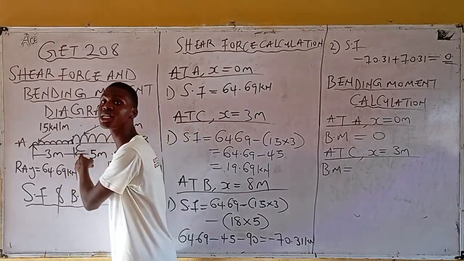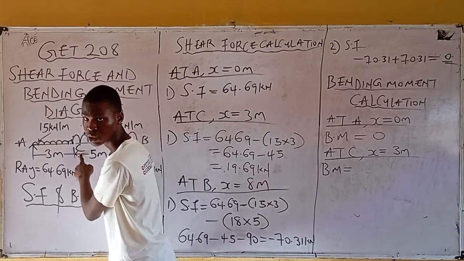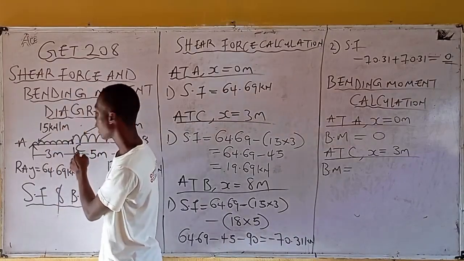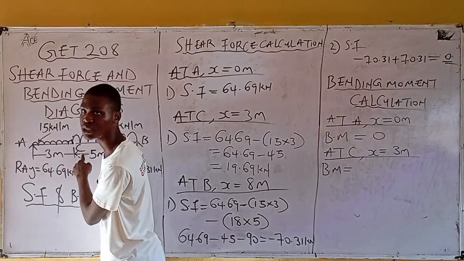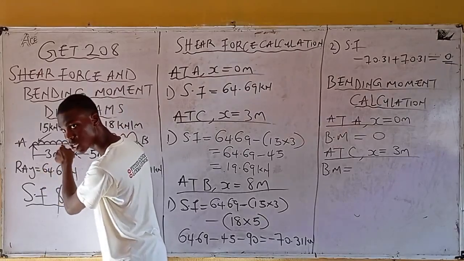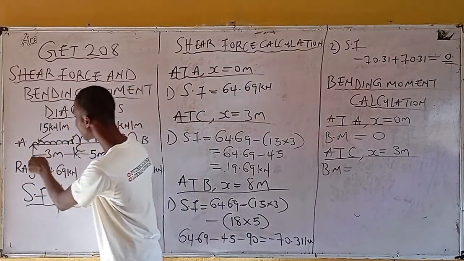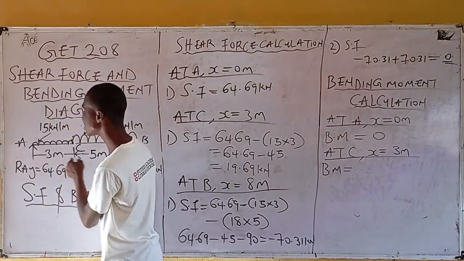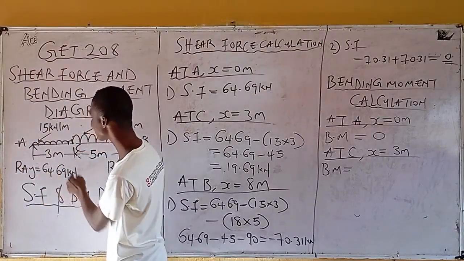I'm on point C, bending moment calculation. You are taking the moment of all the forces behind point C. Identify how many forces I have behind point C. 2, which are RAY and this UDL. Let's consider the first one, which is RAY. What is the distance of RAY? 3 meters. Meaning 64.69 times 3.